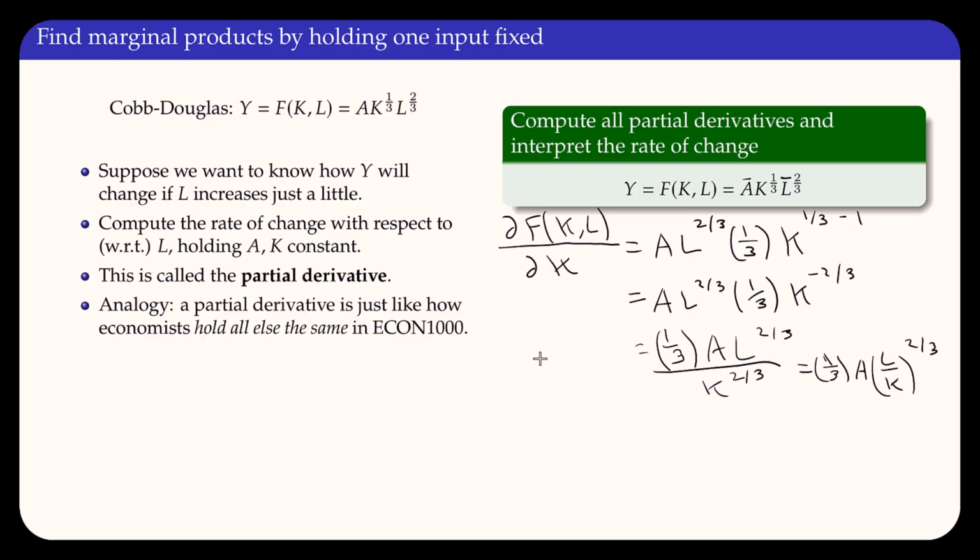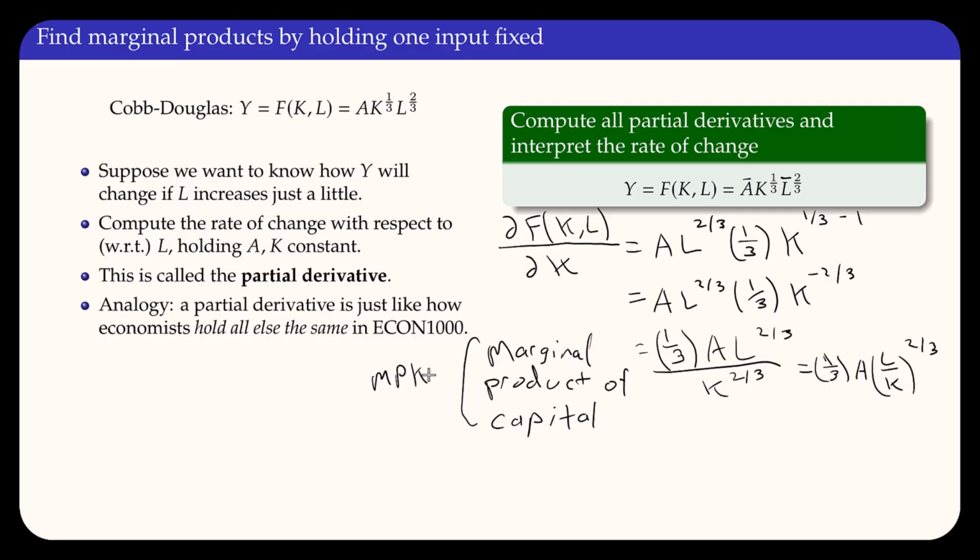Well, this is the marginal product of capital. So if we were to increase capital by a little bit, this is how much y will go up, y being output or real GDP.